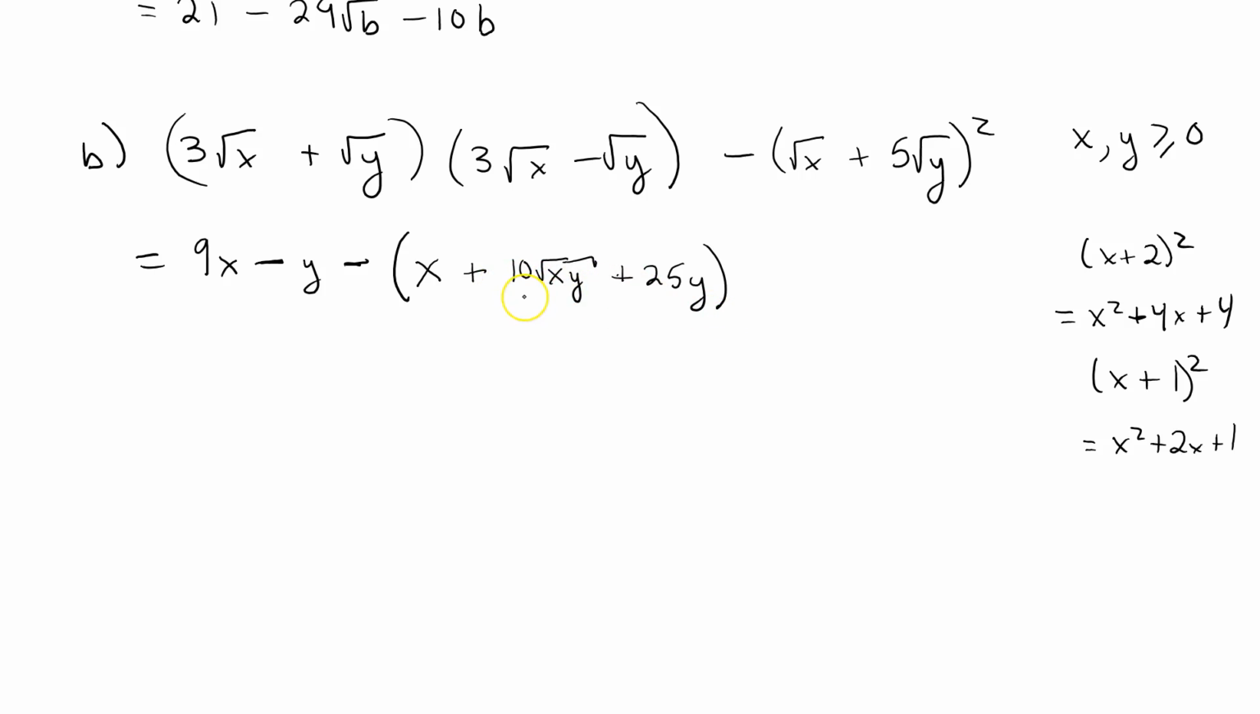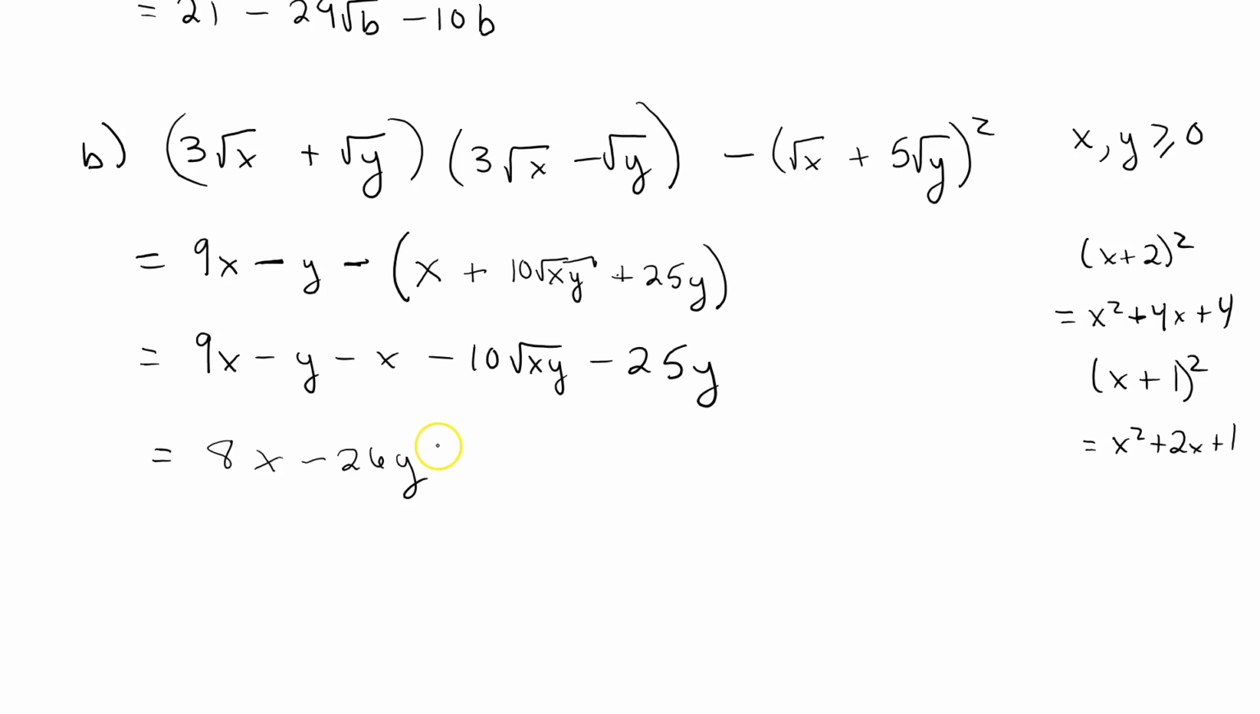Or that's how quick this can happen if you put the time into figuring out how to expand a binomial in this way, how to square a binomial. So then I just need to carry through that negative to all terms. 9x minus y minus x minus 10 root xy minus 25y. 9x minus x is 8x, minus y minus 25y is minus 26y, and then we have minus 10 root x y, and that's that.